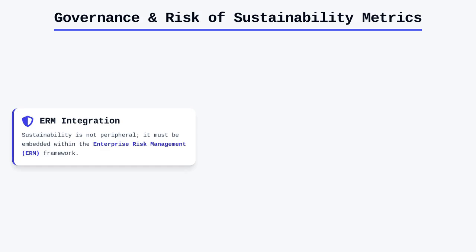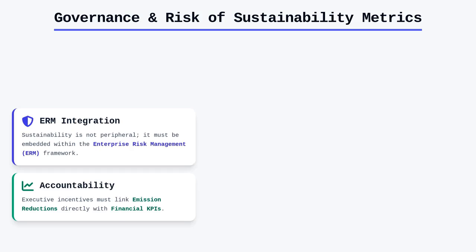Governance of these metrics requires integration into the existing enterprise risk management framework, rather than treating sustainability as a peripheral concern. The board must hold executive management accountable for the delivery of these transition goals, linking performance incentives to the achievement of specified emission reductions alongside traditional financial KPIs.